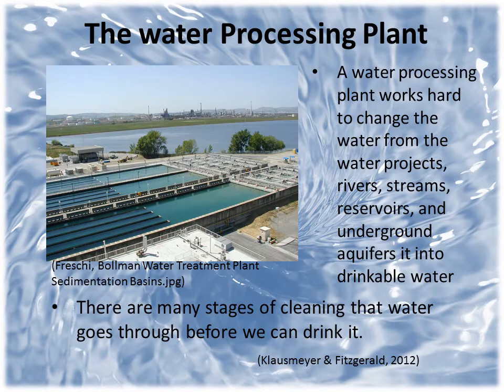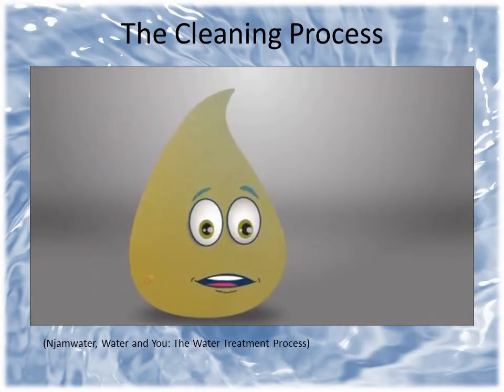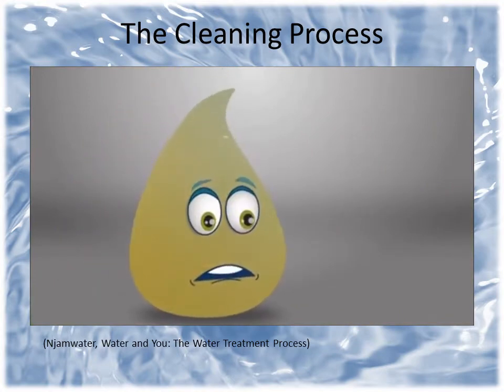Let's talk about the water processing plant. Do you know what happens at a water processing plant? A water processing plant works hard to turn the water from water projects, rivers, streams, reservoirs, and underground aquifers into drinkable water. As water enters the water processing plant, it goes through many stages of cleaning before we can drink it. The first step in the cleaning process removes sediment and particles from the water with the help of coagulants.